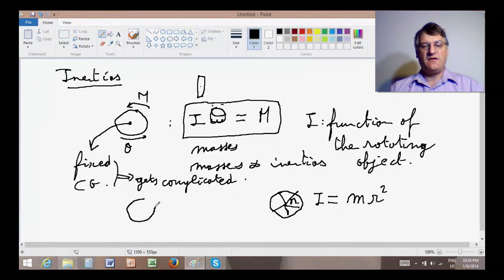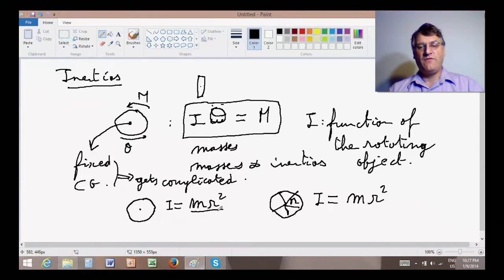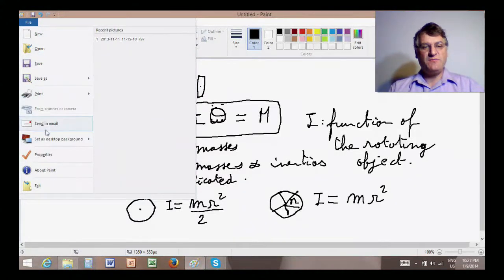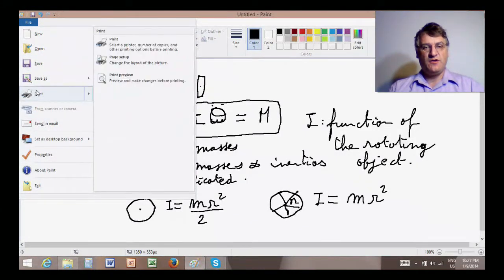For a disk, that inertia goes down. And if memory is correct, it becomes m r squared over 2. And so it is important that you memorize the inertias of a couple of important items. If you don't know how to compute the inertia of any item, you must be able to recompute it quickly.